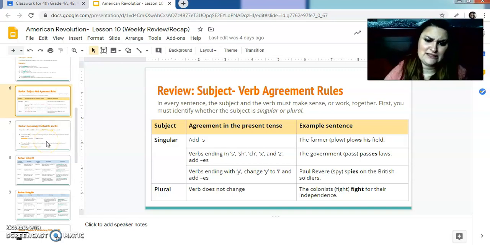You're going to complete a Google Doc that is reviewing subject-verb agreement. So make sure you do that to the best of your ability. Do not send me a blank document. It's just going to keep getting sent back to you.